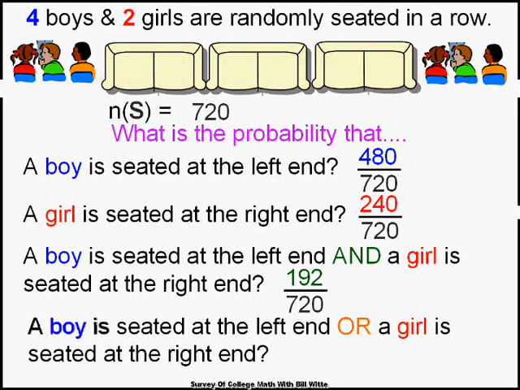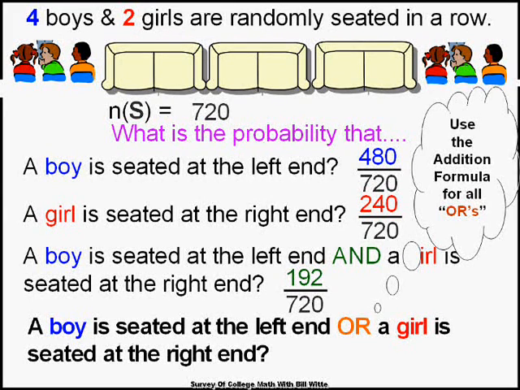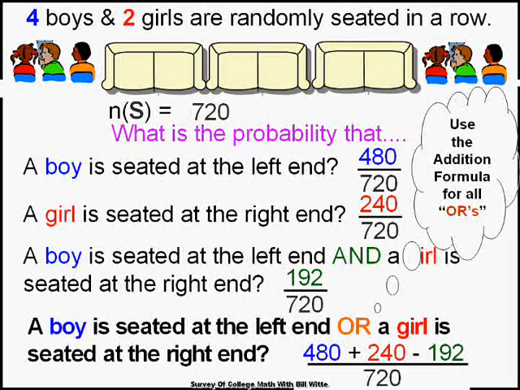Now, why did I do that? I can get my OR by using the addition formula of probabilities, and that is to add the 2 probabilities of the separate events and subtract out the intersection of the 2. In this case, 480 plus 240 minus 192 over the sample space.